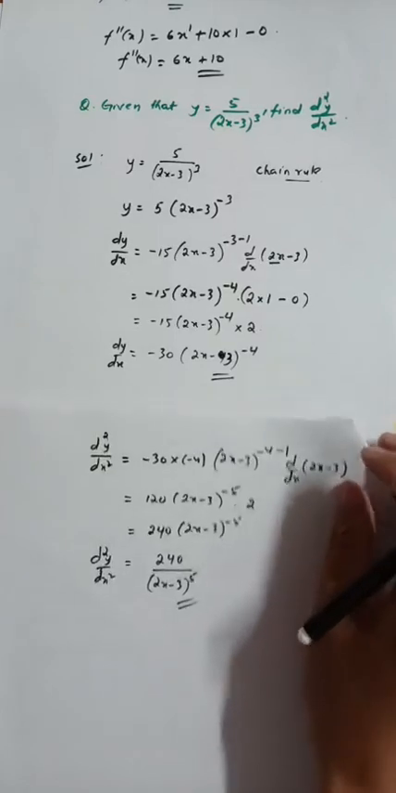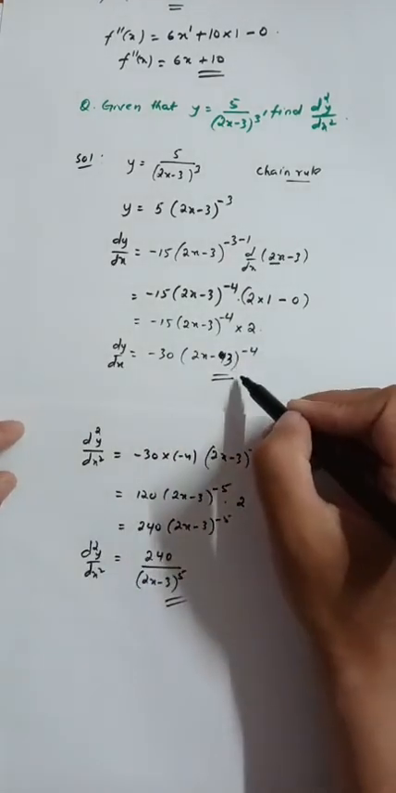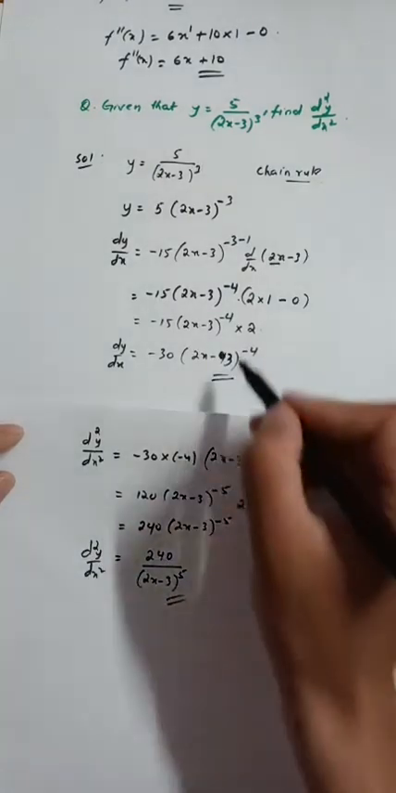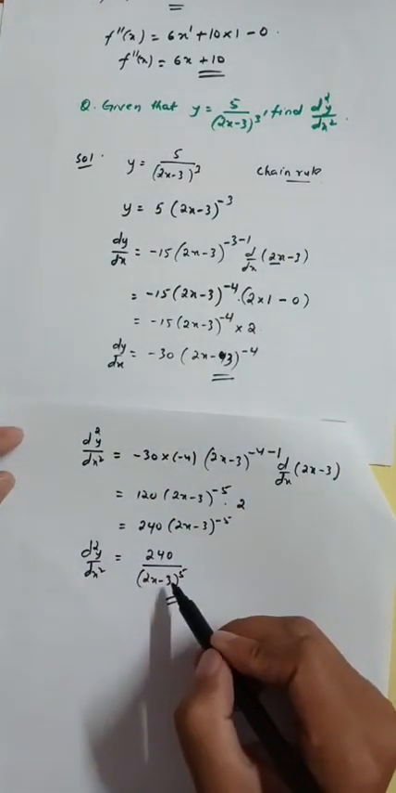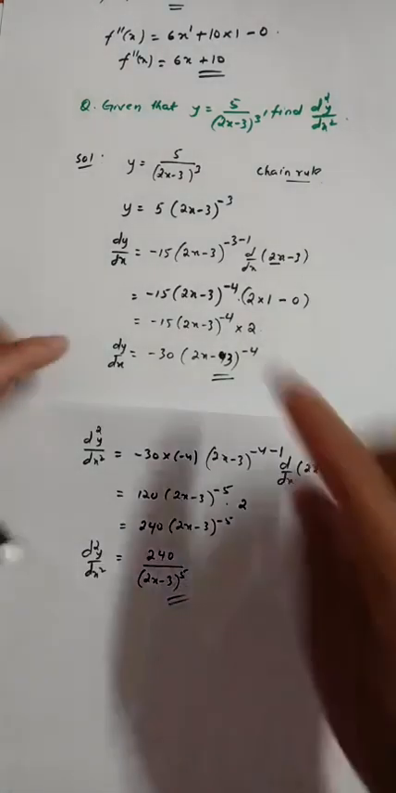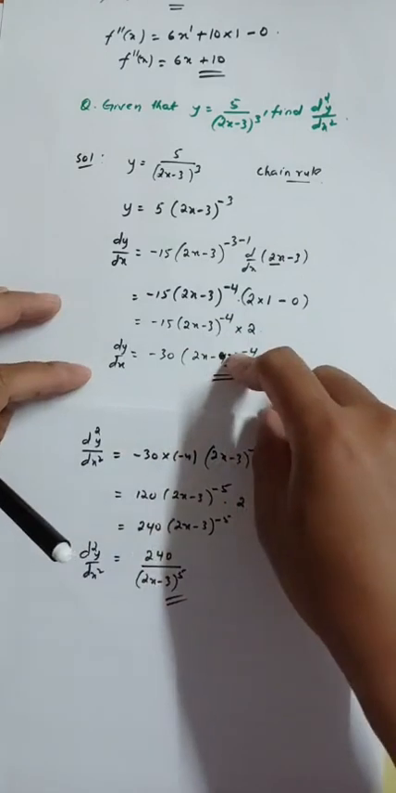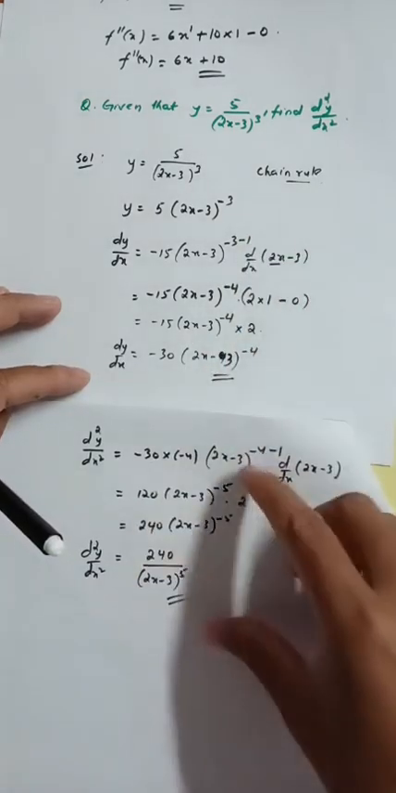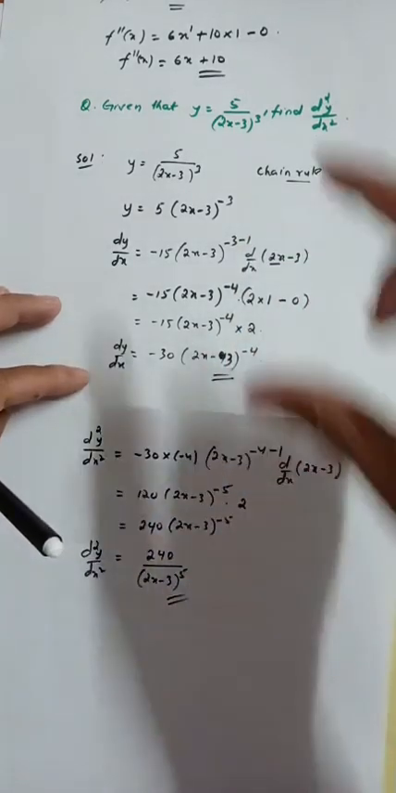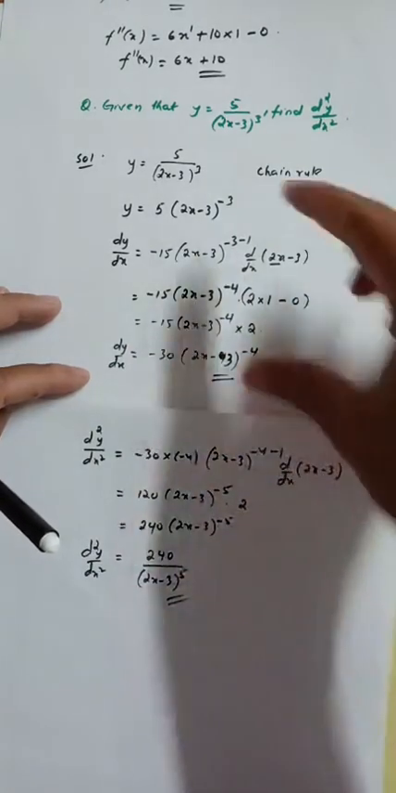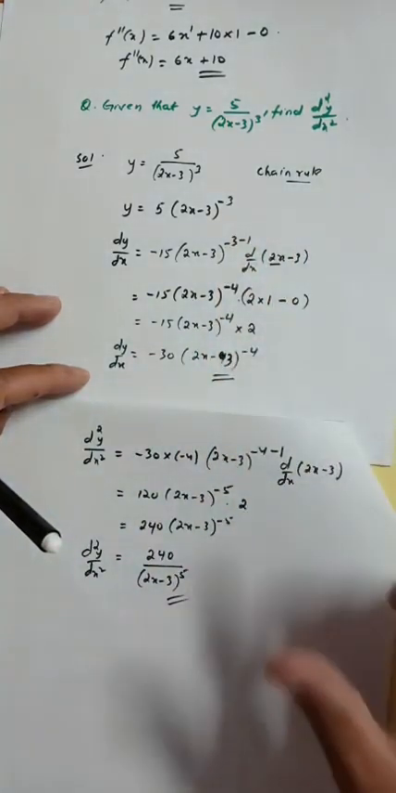So if you want to find the second derivative by any means, you have to find the first derivative, only then you'll be able to find the second derivative. Without the first derivative, the second derivative is not possible. So if there is a mistake in the first derivative, the answer will be wrong, so be careful with the first derivative.